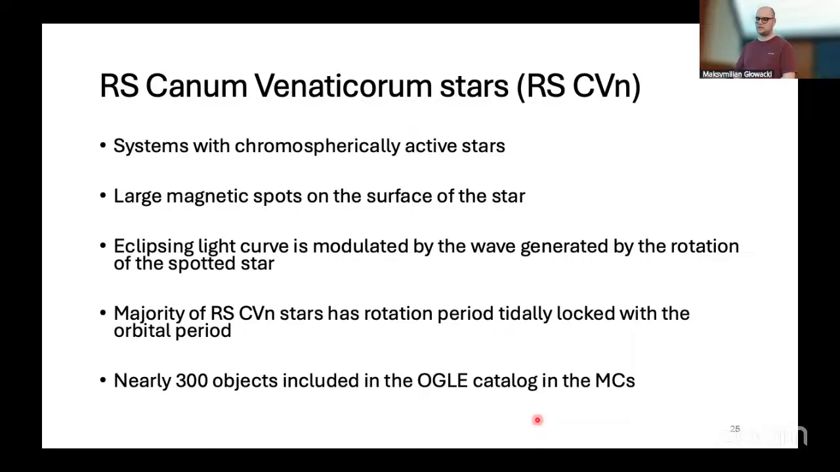We have also RS Canum Venaticorum stars. These are stars where one of the objects is a chromospherically active star, which means that it may develop large spots on the surface, and due to rotation of the star, this spot causes variability in the luminosity on top of the eclipsing or ellipsoidal variability. In the vast majority of cases, this period of rotation is tidally locked with the orbital period for around 80% of the stars, and we have nearly 300 objects in our collection.